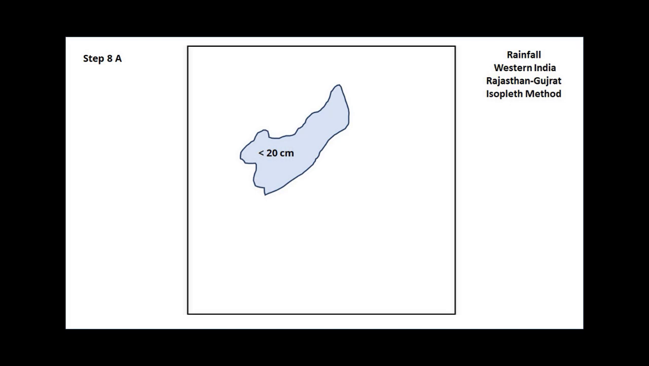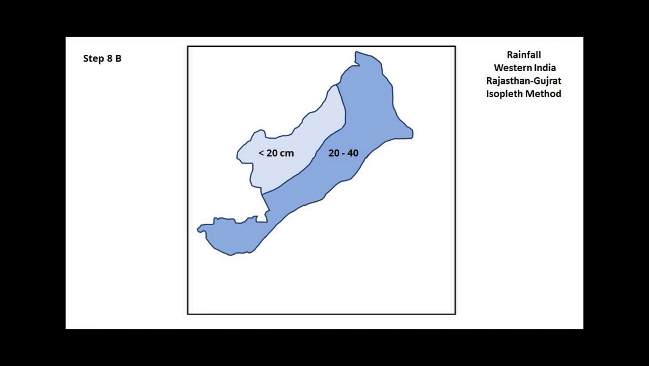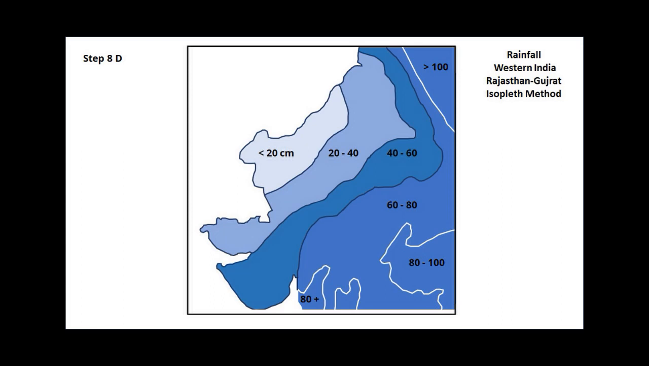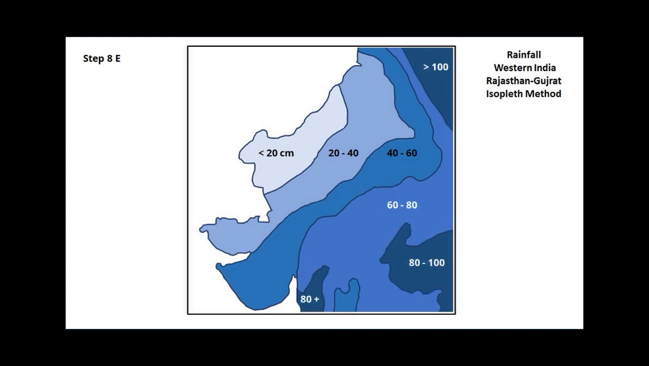Step 8. Style the map. Once the Isopleth lines are created, it's time to style the map according to your preferences and standards. Choose appropriate colors or shading techniques to differentiate between the rainfall intervals and make the map visually appealing and easily understandable. Consider using a legend or color scale to indicate the rainfall values associated with each interval.